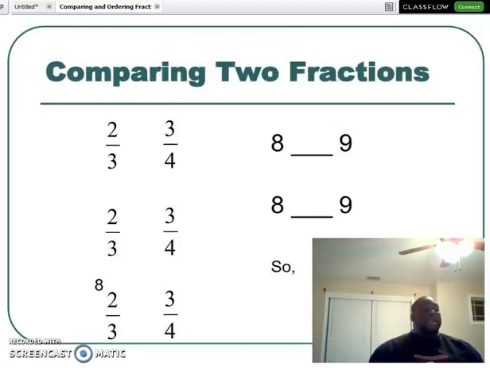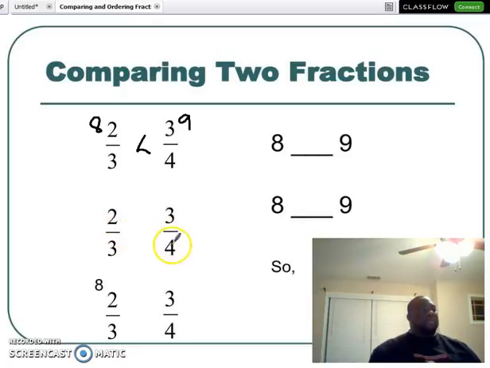So now we're going to compare two fractions. You need to figure out how you can compare these fractions. 2/3, 3/4. And what we do is cross multiply. 2 times 4 is 8. 3 times 3 is 9. So the side with the greater number is the higher side. So you will say 2/3 is less than 3/4.